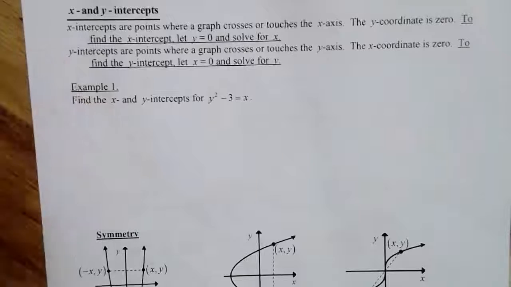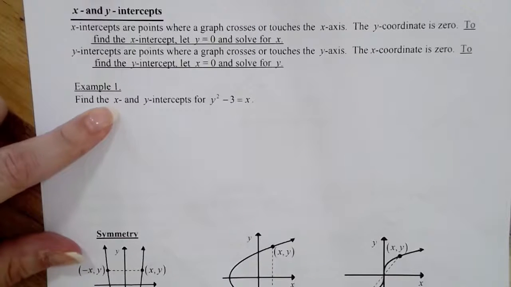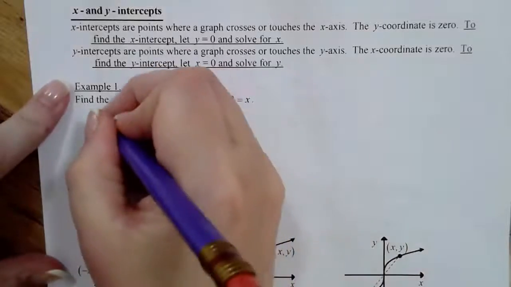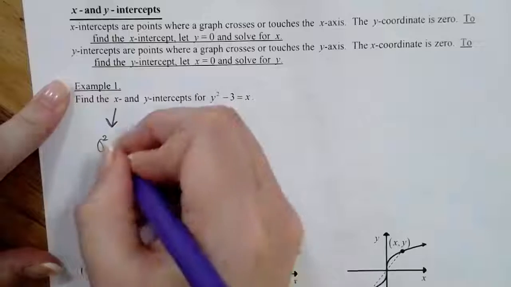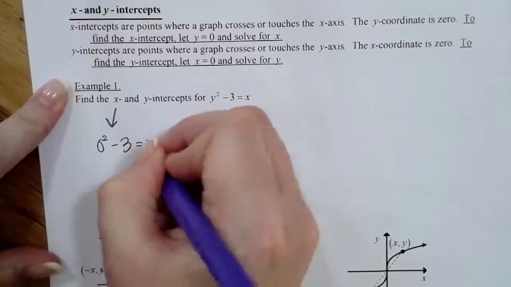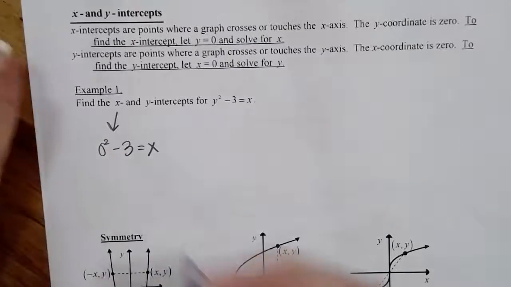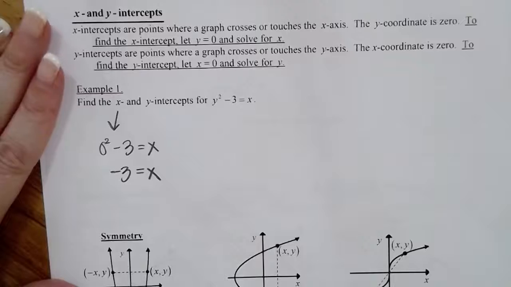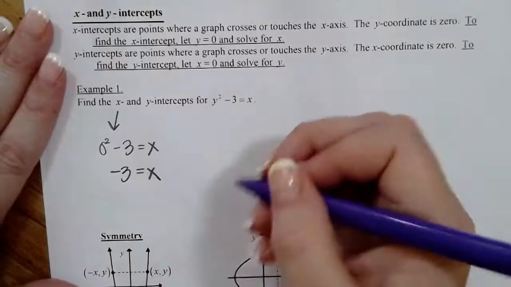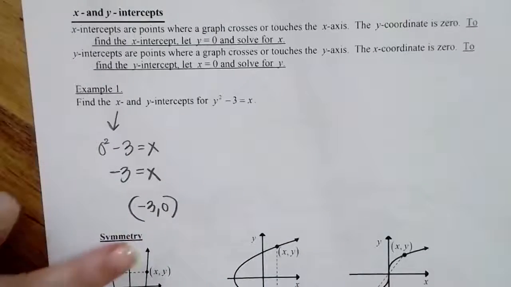So example number 1, find the x and y-intercepts. X-intercepts, we're going to replace 0 for y. So to find the x-intercepts, we're going to do 0 squared minus 3 equals x. Well, 0 squared is 0. 0 minus 3 is negative 3. So your x-intercept is at negative 3. An x-intercept is an actual ordered pair, so we're going to write it as negative 3, comma 0. The x is negative 3, the y is 0.